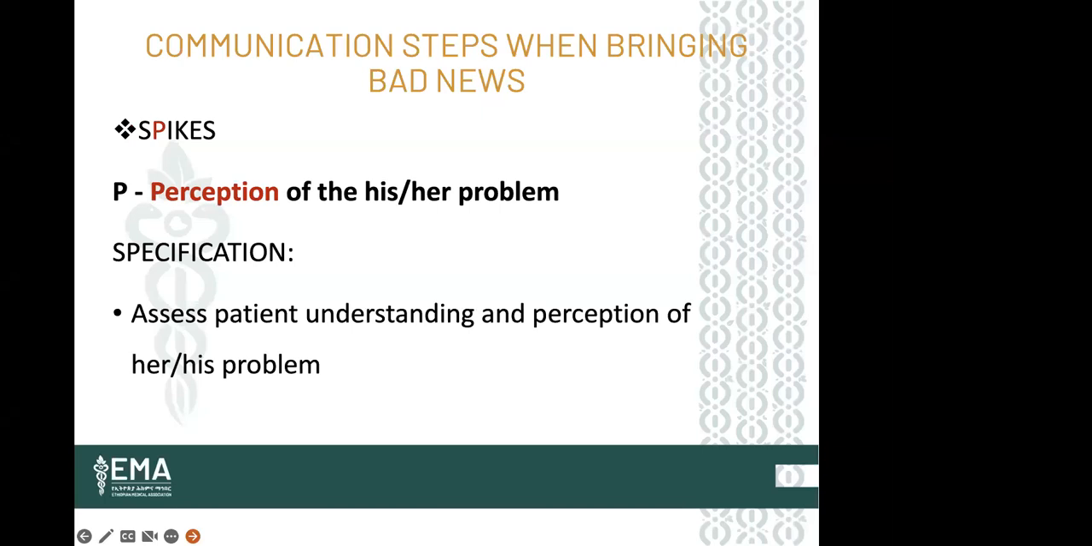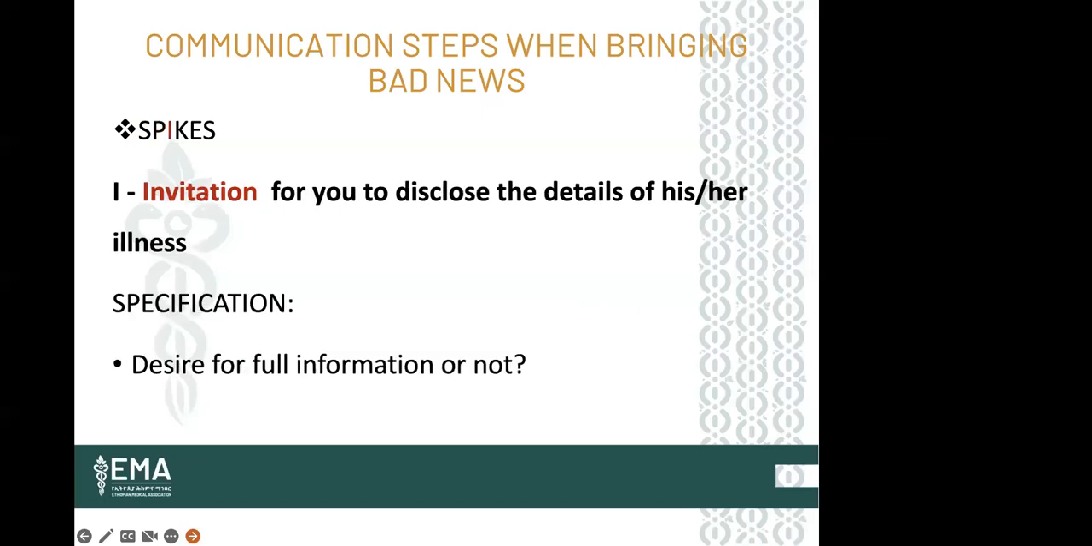And the next is perception of their problem. Do they really know what they have? So you need to assess their understanding and perception of the problem. And then you need to invite. When we say being honest and transparent, it doesn't mean that you have to tell everything to the patient, or the other way around. But you need to invite them, whether or not they are willing to be fully informed.